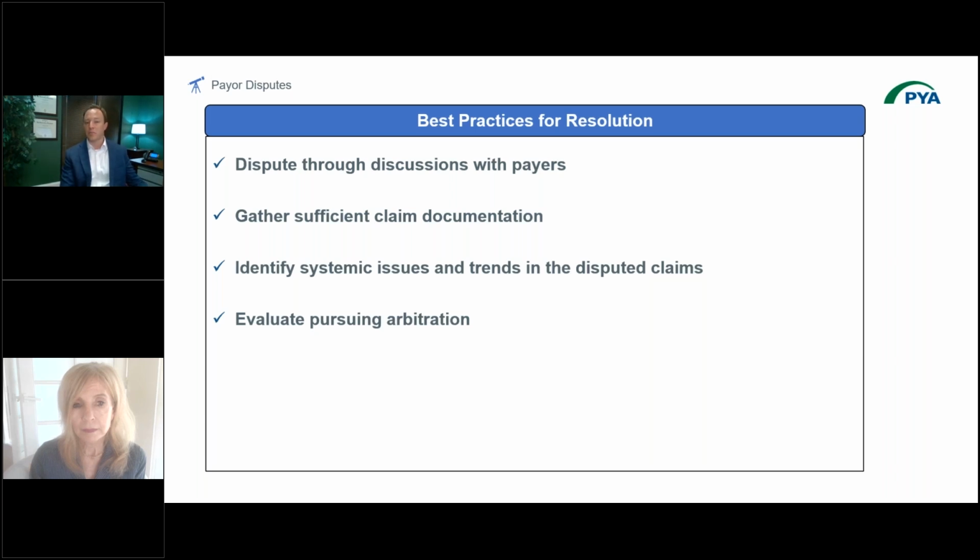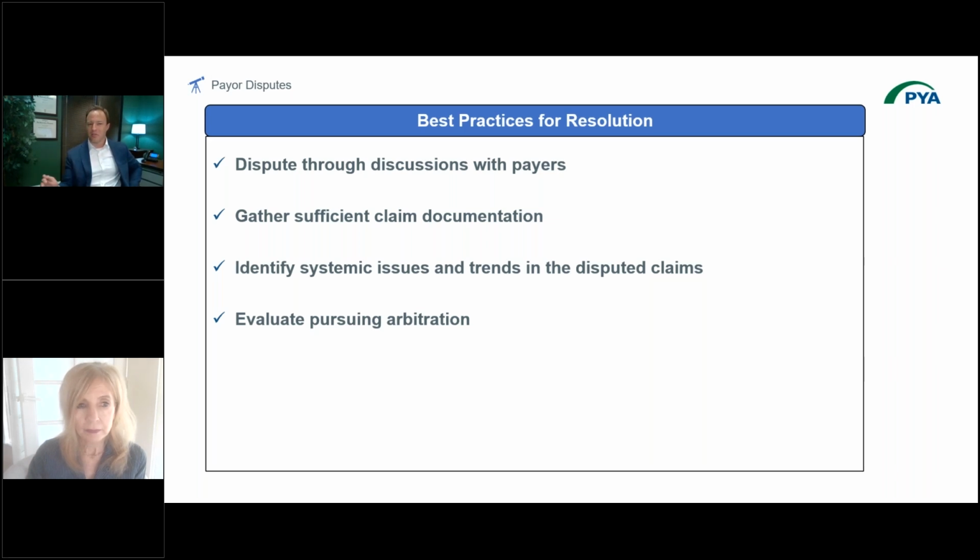So evaluate the disputed amount. What you would evaluate would perhaps be the success rate, what you would be happy with receiving out of the disputed amounts in question before you pursue arbitration. Jane and I have both had experience serving as an expert witness on behalf of healthcare providers in arbitration matters related to payment disputes.